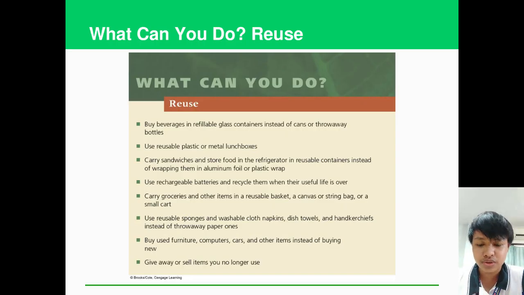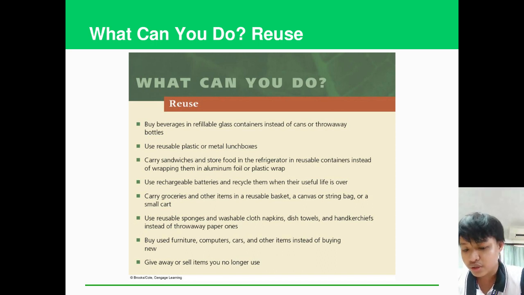So what can you do? The first thing is buy beverages in refillable glass containers instead of cans or throwaway bottles. Second is use reusable plastic or metal lunch boxes. Third is carry sandwiches and store food in the refrigerator in reusable containers instead of wrapping them in aluminum foil or plastic wrap.